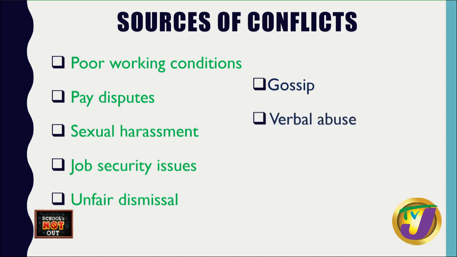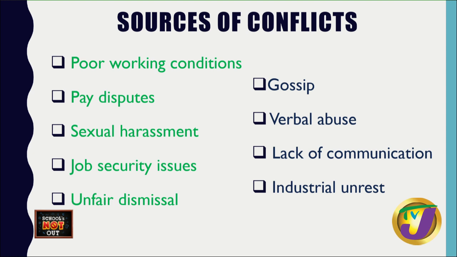We have verbal abuse also, lack of communication, and industrial unrest. And there are other sources of conflict that we have not listed here. So this list is not complete, but these are some of the common sources of conflict. Sometimes we have differences in sexual orientation, rather, that may cause some type of conflict. We may have differences in religion or political beliefs among other things.